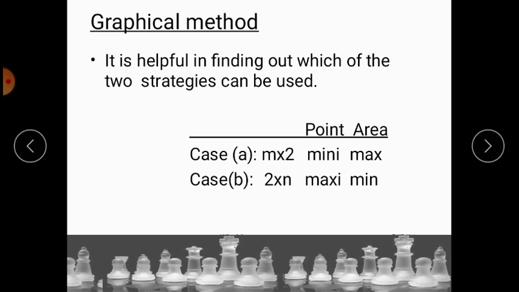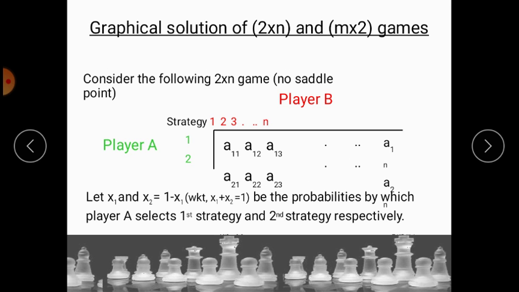So here we have two cases, that is m by 2 and 2 by n. Earlier we have seen problems based on the 2 by 2 matrix or the m by n matrix, right? Here we'll have two cases wherein we have m by 2 and 2 by n matrix. So m by 2 is the minimax and 2 by n is the maximin approach. Okay, so basically in a graphical solution, we have this 2 by n game with no saddle point.